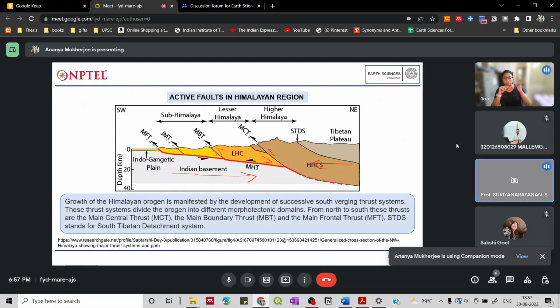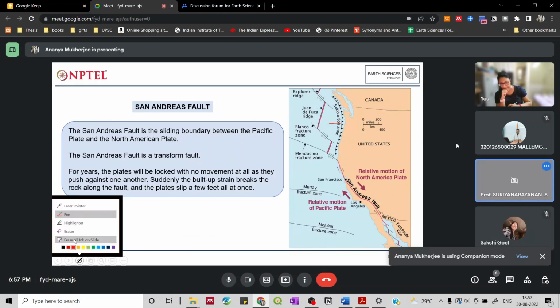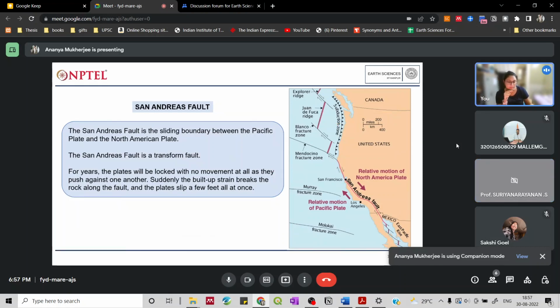One more active fault that is very famously known is the San Andreas Fault. We can see that this is a subduction zone, but the San Andreas Fault is actually a transform fault, because this plate is moving this side. You can see the movements over here of the different plates.